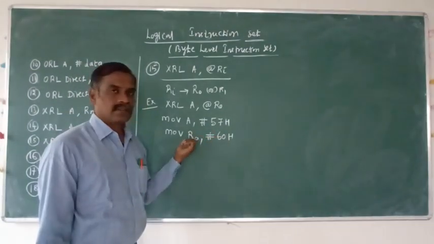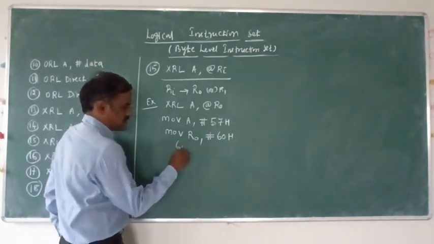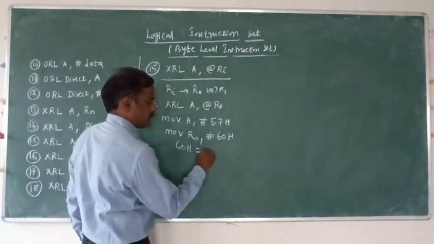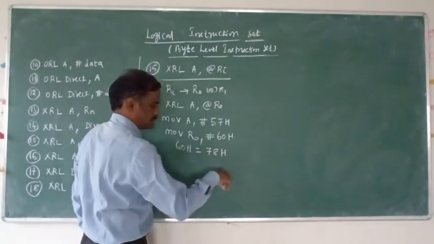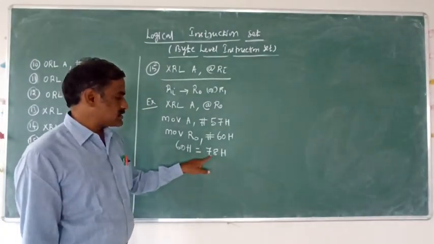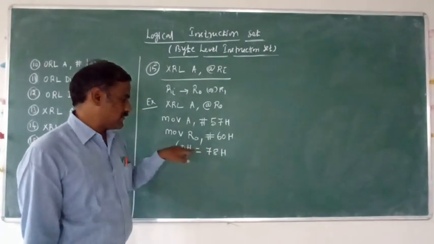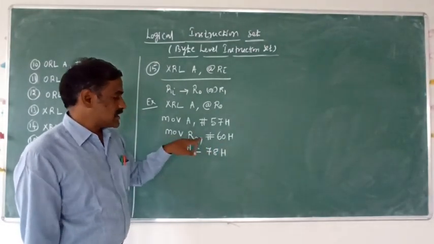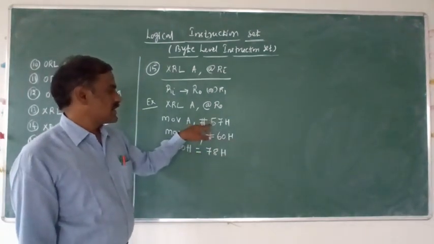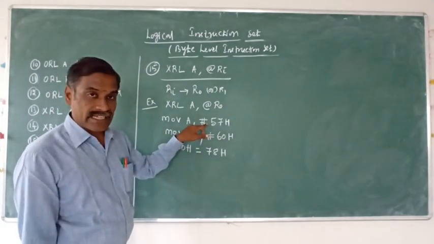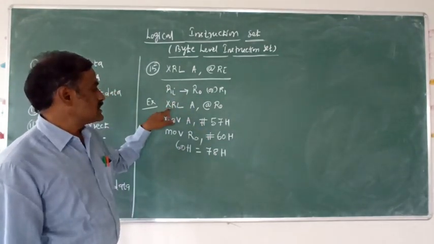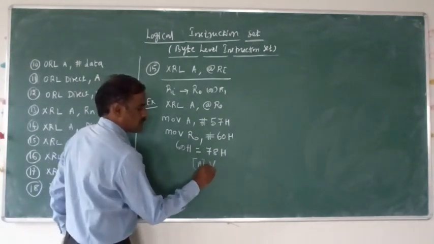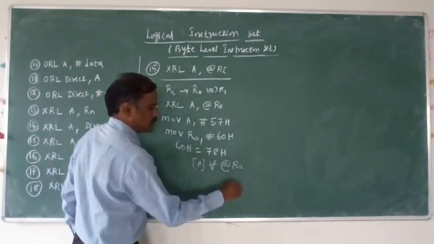This is the address. In this address location 60H, the data is 78H. Here data is not directly available; the data will be available in memory, and the memory address will be available in an internal register. Now this data is logically exclusive-ORed with the accumulator content. At that time we can use this type of instruction: XRL A, @R0, and the result is moved to the A register.